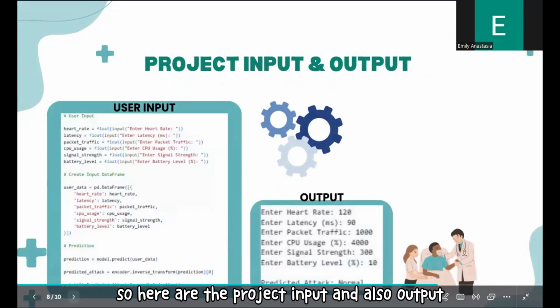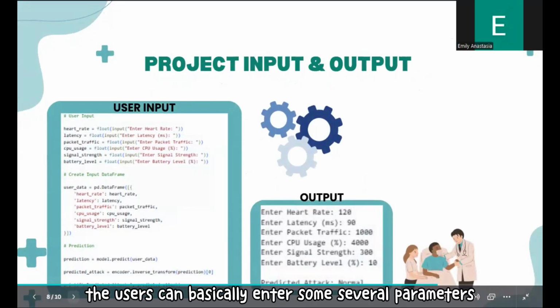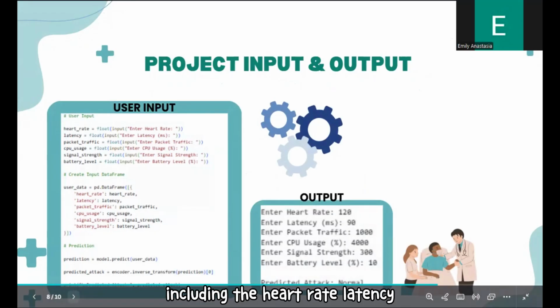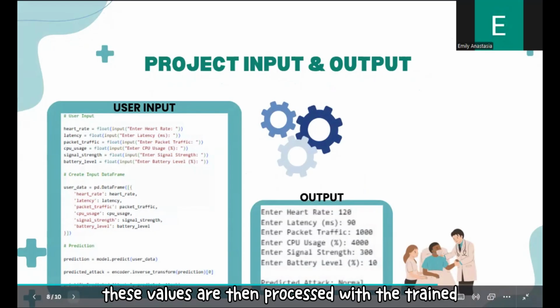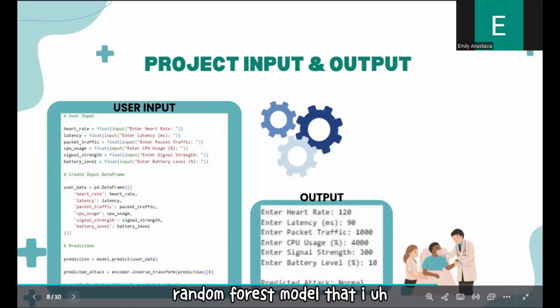So here are the project input and output. The users can basically enter several parameters, including heart rate, latency, packet traffic, CPU usage, signal strength, and battery level. These values are then processed with the trained random forest model that I made in Google Colab, and the system will produce a prediction indicating the condition is normal or associated with a specific threat. In the example shown, the output predicts normal conditions with the user input.